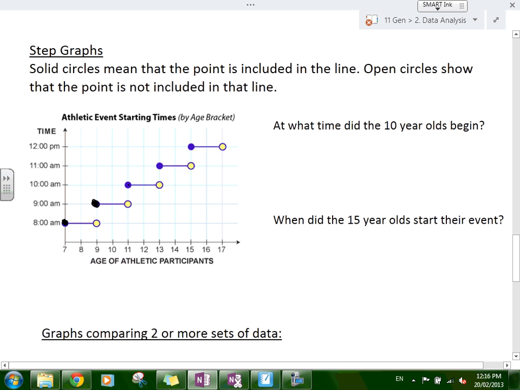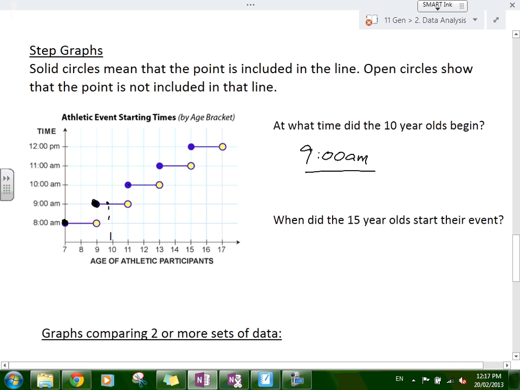Yeah, so the 10-year-olds are here. We follow it up, it hits at 9 a.m. So we start at 9 a.m. Okay, very straightforward. And then, Alex, what time did the 15-year-olds start their event?